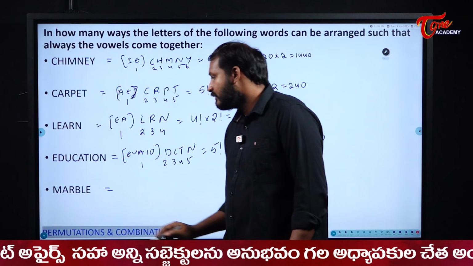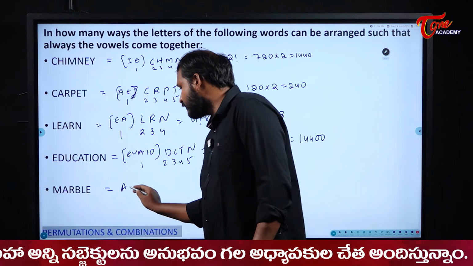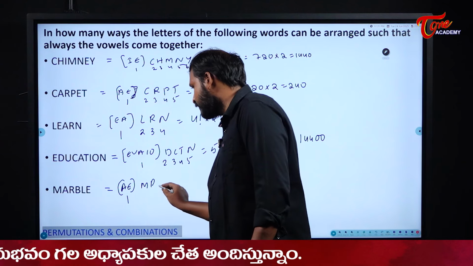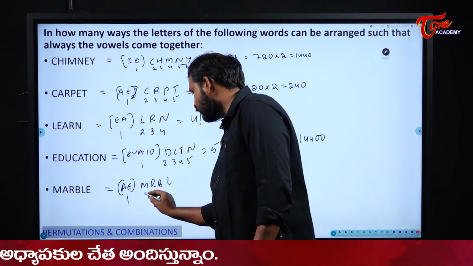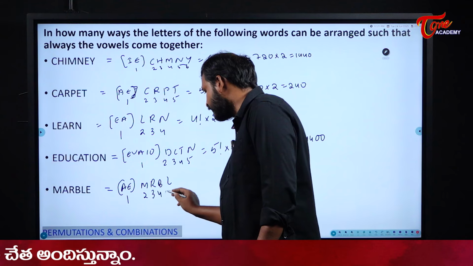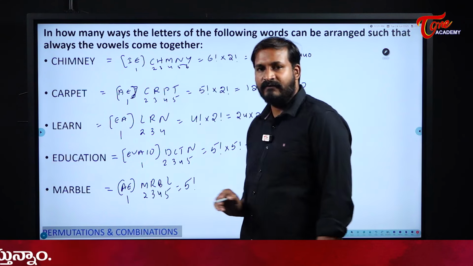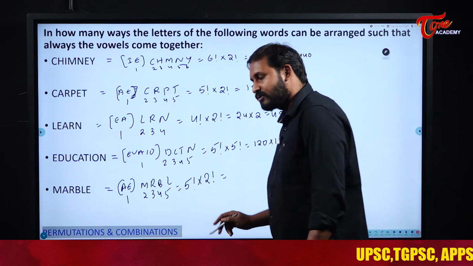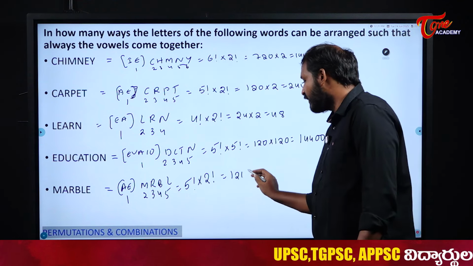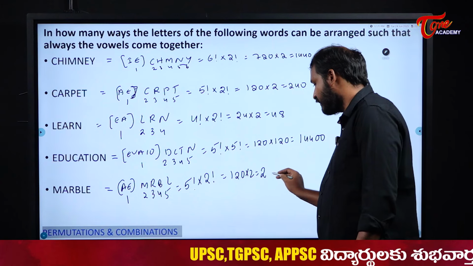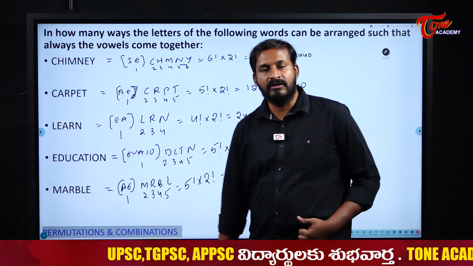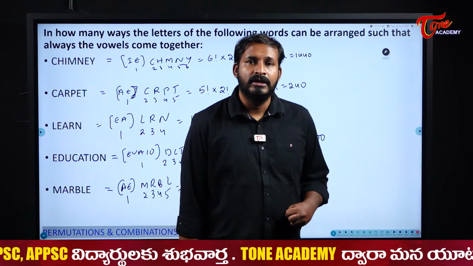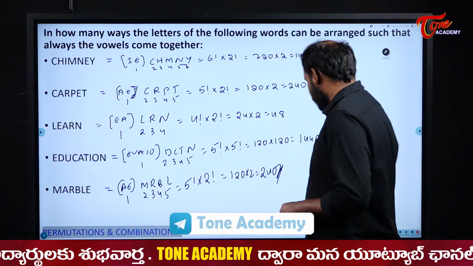Similarly, in marble, A and E are the vowels. Next, M, R, B, L. So 2, 3, 4 and 5. So overall it becomes what? 5 factorial, and A and E can be written in 2 factorial ways. So this also becomes what for us? 120 into 2, it becomes 240 ways. This is how you need to solve when all the vowels come together. Okay, next one.